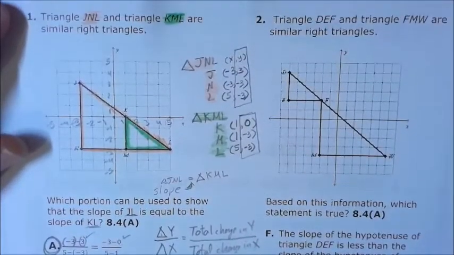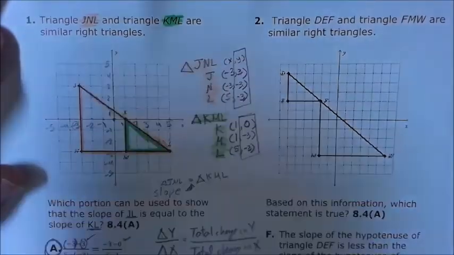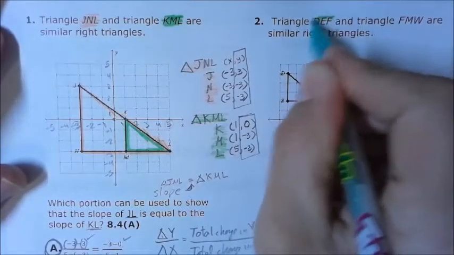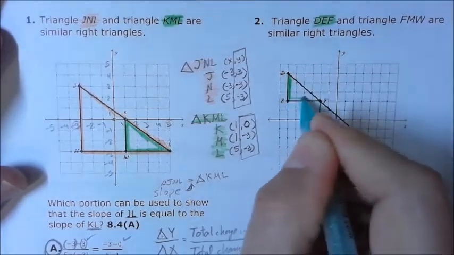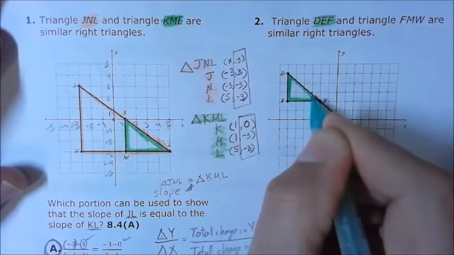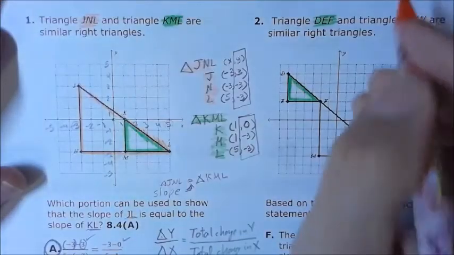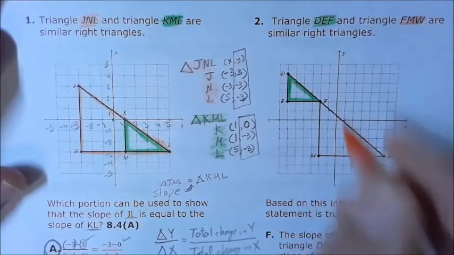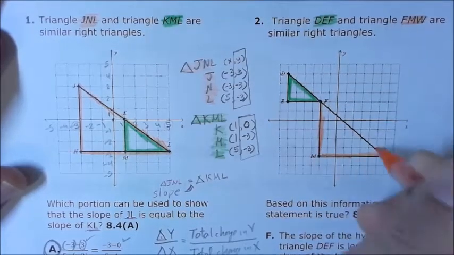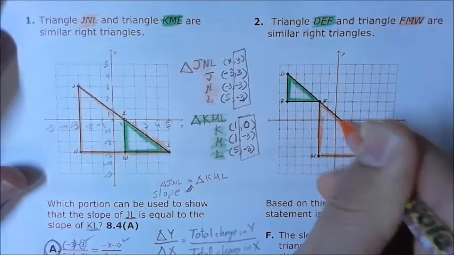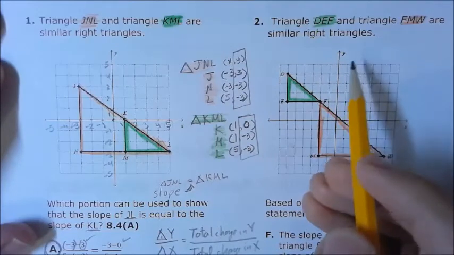Now, this one is a little bit different, but it is similar. Question number 2, it says triangle DEF, and once again, let's color code these. We got DEF. So if we do that, this looks like DEF to me. It's kind of hard to read those letters, and I know some of y'all said that, but I'm going to go with that and say that's my DEF. And triangles FMW. So now I have F, my M, and my W are similar right triangles. So now they're already telling us that they're similar right triangles.